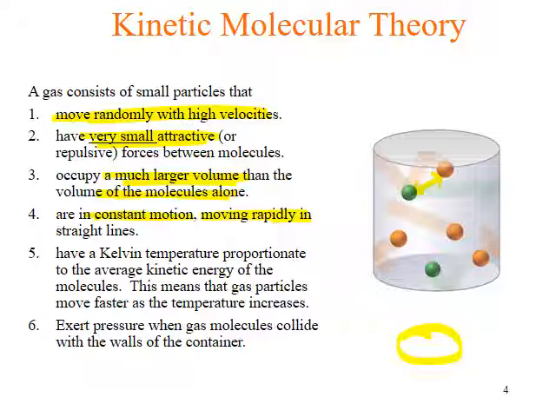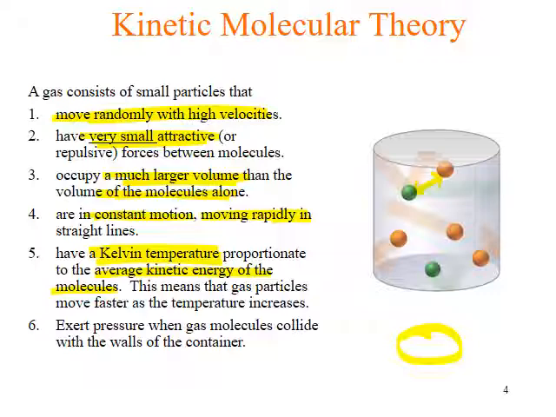The next thing this tells us is that the average kinetic energy of a gas molecule is proportional to the Kelvin temperature. We already know that temperature is an indicator of the kinetic energy possessed by molecules. The higher the temperature, the higher the kinetic energy. And in the case of gases, whenever we talk about temperature, we usually use units of Kelvin. So this theory tells us that temperature is directly proportional to the average kinetic energy of the molecules. That means the higher the temperature, the more kinetic energy the molecules have, and the faster the particles are going to move around in their space.